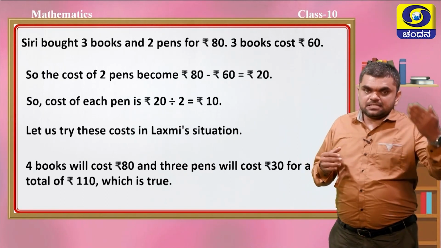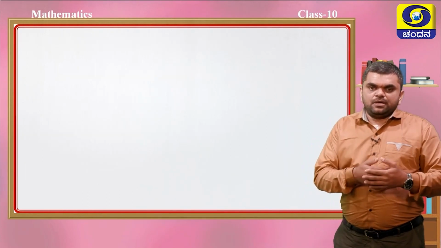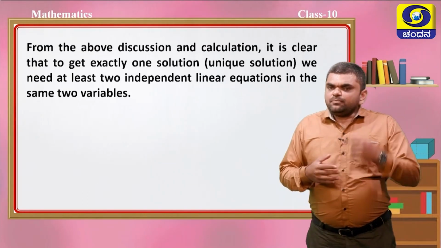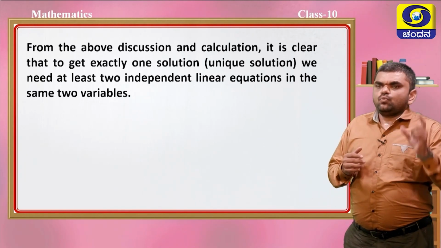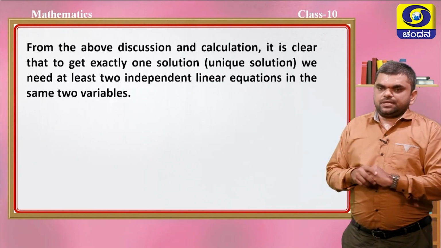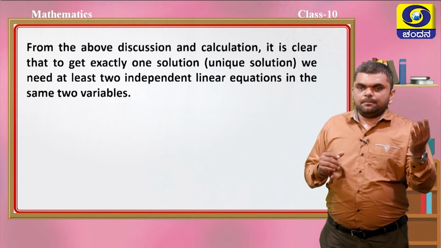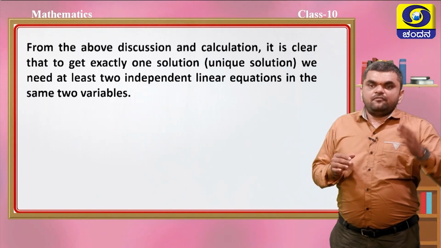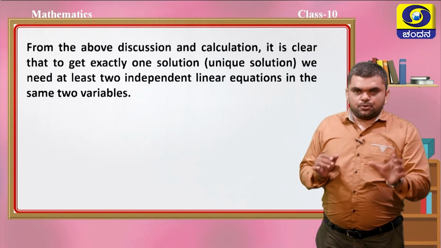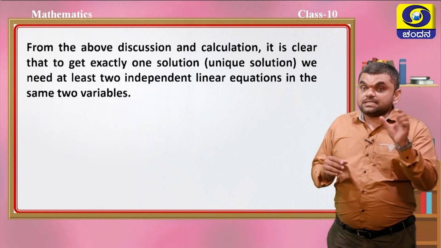Then we can easily conclude what is the cost of a pen and what is the cost of the book here. From the above discussion or calculation, we can easily find only one solution here, children. Even Rubina assumed something, but it is not true in case of Lakshmi. Whereas when we do it in a systematic process, we got one solution. This is called a unique solution.